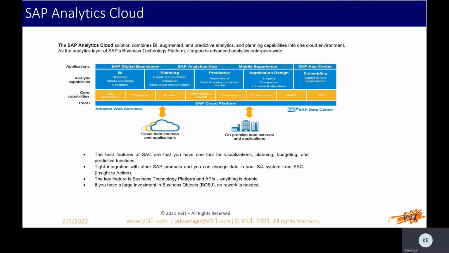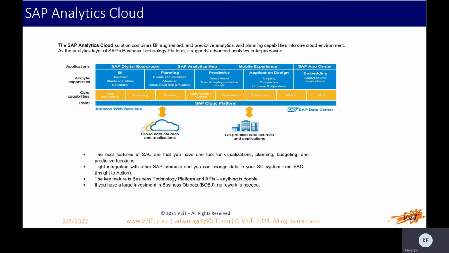Starting with SAP Analytics Cloud. SAP Analytics Cloud is a solution that combines business intelligence, augmented and predictive analytics, as well as planning capabilities into one cloud environment. As the analytics layer of SAP's business technology platform, it supports advanced analytics enterprise-wide. Here we have a diagram of the SAC architecture.